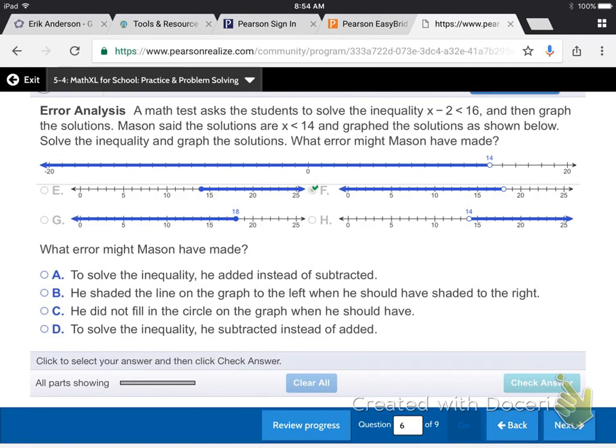And now we're trying to find what error might Mason have made. Well, we talked about it. What did we say? Did he add instead of subtract? No. Did he shade the line on the graph to the left when he should have shaded to the right? No. Did he fill in the circle on the graph where he did not fill it in when he should have? No. But this one, to solve the inequality, he subtracted instead of added, right? Because he got 14 instead of 18. So that's the one we want. This one right here. D.